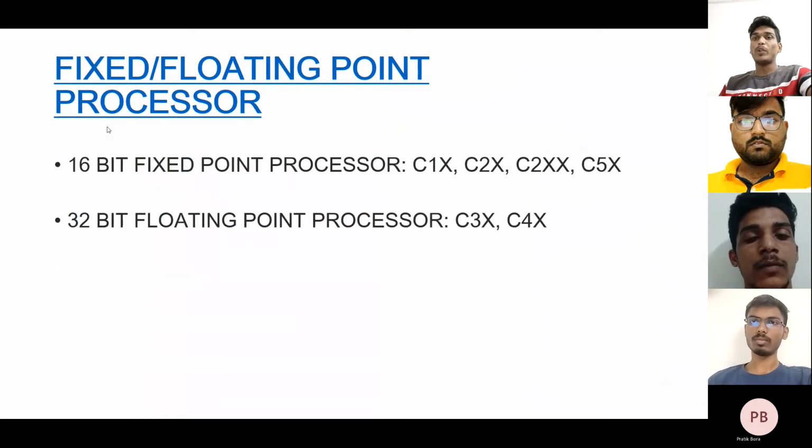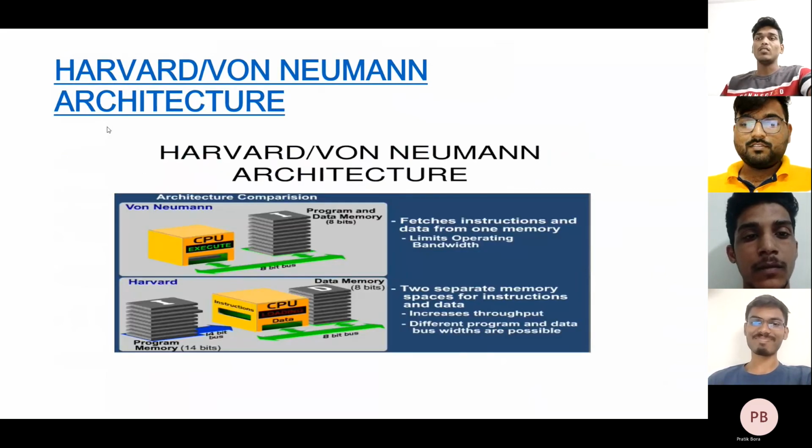Fixed and floating point processors. There are two types. First is the 16-bit fixed point processor: C1X, C2X, C2XX, C5X. Second is the 32-bit floating point processor, which is C3X and C4X. It consists of two types of architecture. First is Harvard and second is non-Harvard architecture.